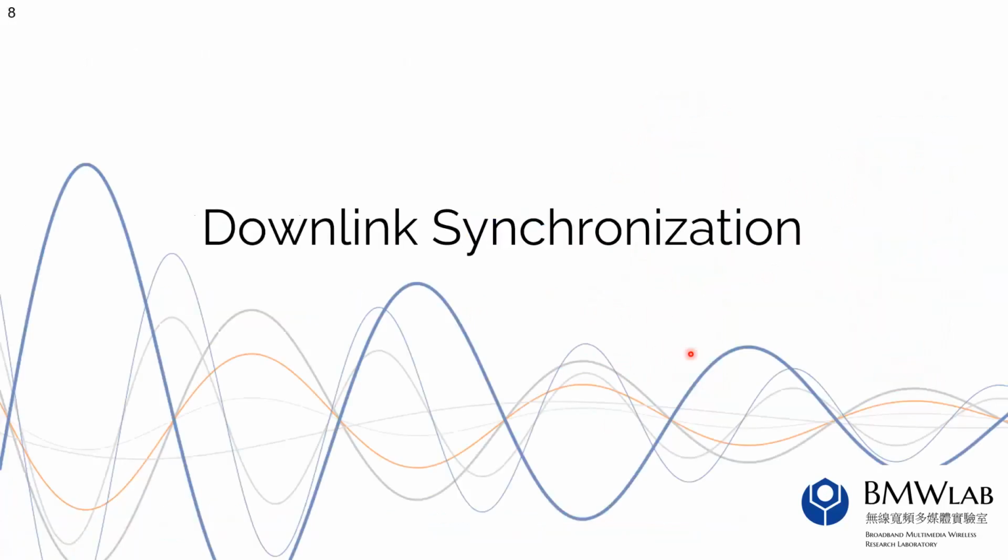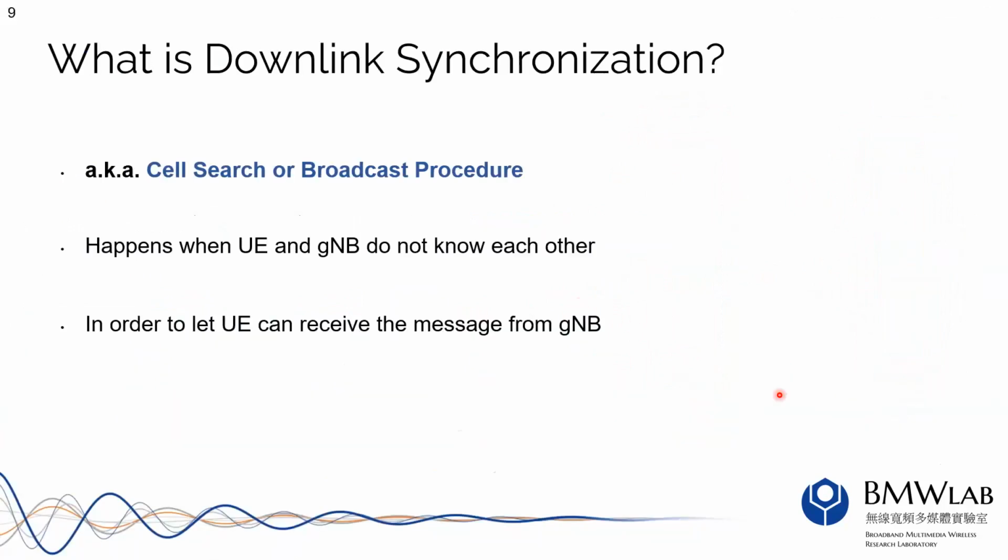Okay, so let's talk about the downlink synchronization. First I want to introduce what the downlink synchronization is. Downlink synchronization is also known as the cell search procedure or the broadcast procedure. It only happens when the UE and gNB don't know each other. And the goal of this procedure is that the UE can receive messages from the gNB. And we have to know this preface first.